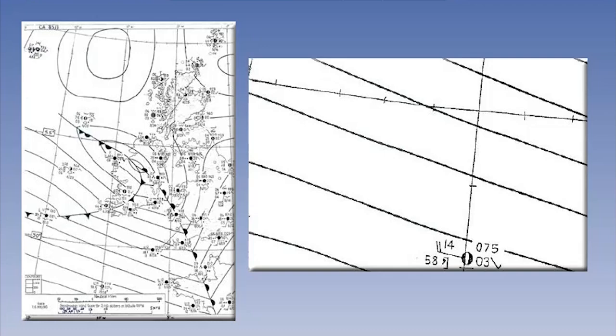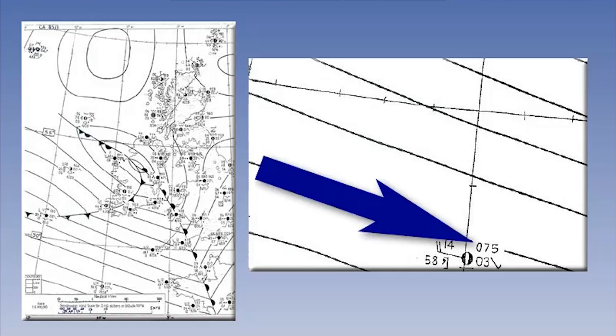Remember, the direction is found by using Buys Ballot's law. If this is a Northern Hemisphere map, the geostrophic wind will be blowing from the west at about 285 degrees. The speed can be found from the geostrophic wind scale. In this example, it is 20 knots.